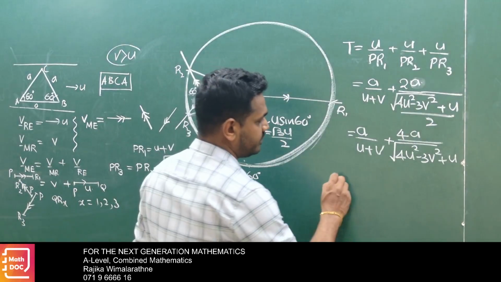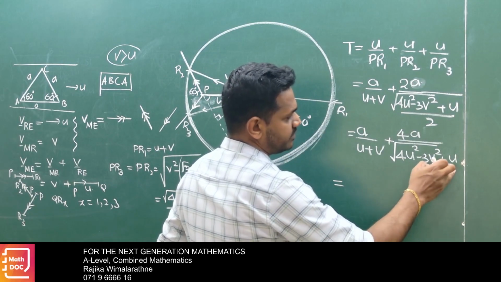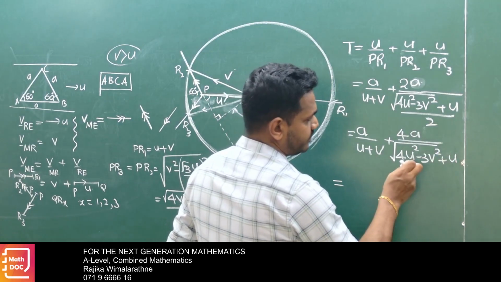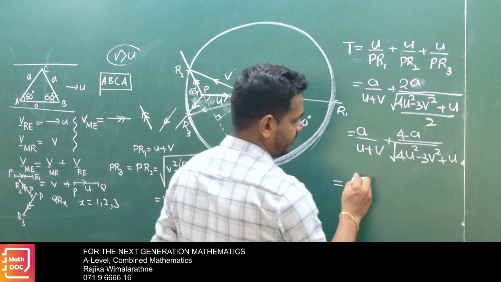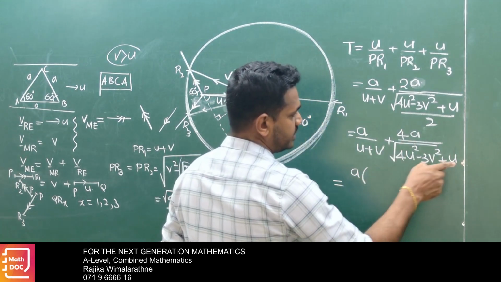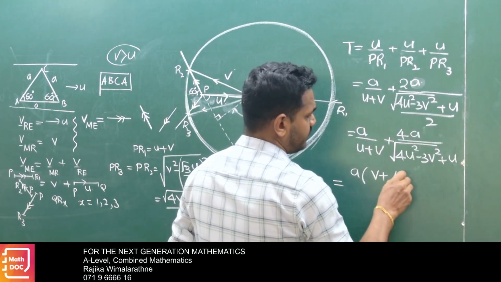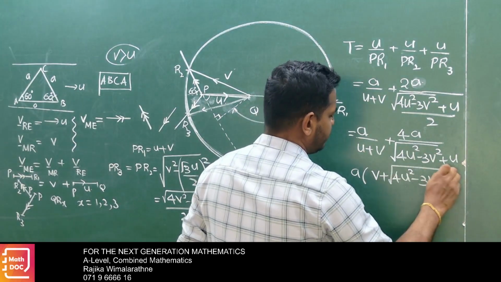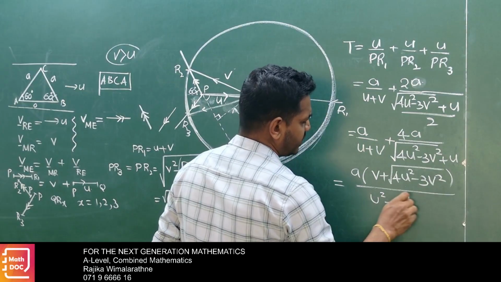Then the final answer will be here when you multiply by the conjugate: 4U square minus 3V square minus U, root upstairs. Then here this comes 4U square minus 4V square. Then cancel with 4. Take A outside. Minus U cancels. Here V plus 4U square minus 3V square root, divide by U square minus V square.